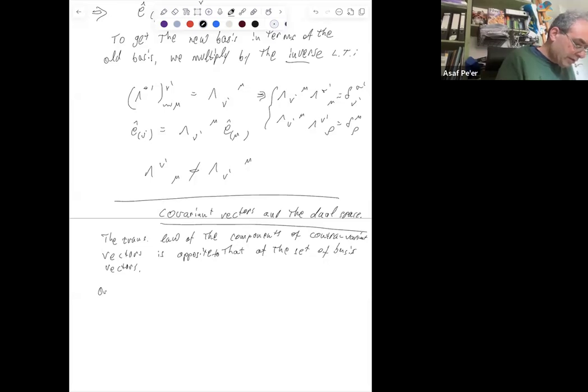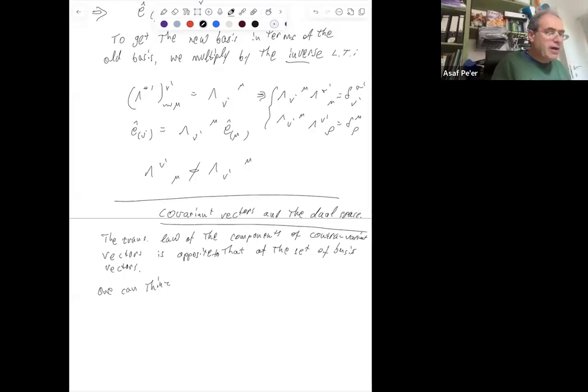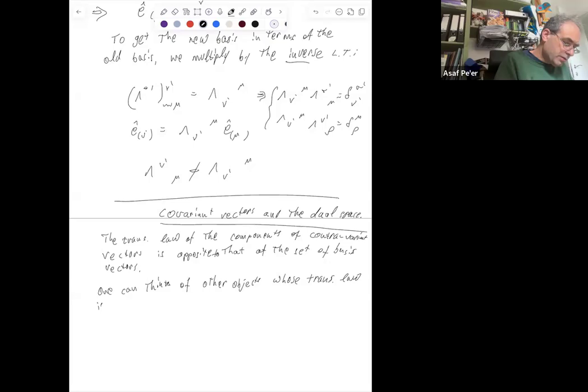Now, one can think of other objects whose transformation law is the same as that of the set of basis vectors, not the opposite.